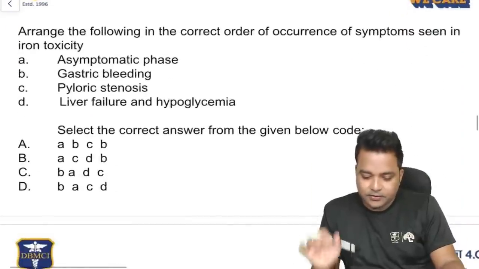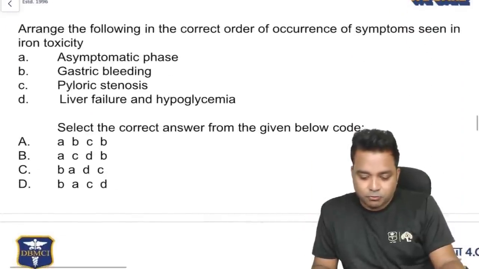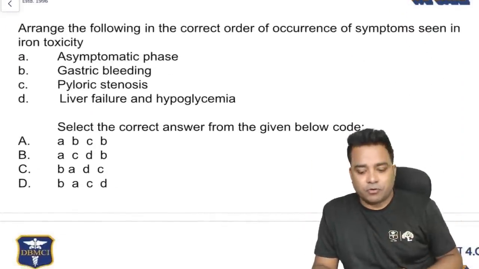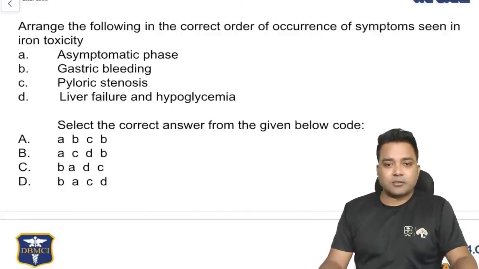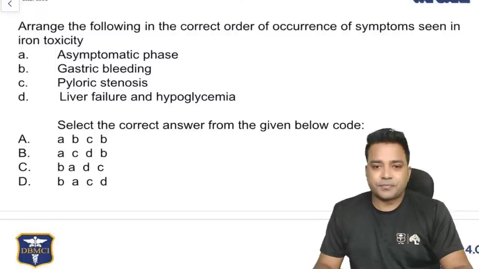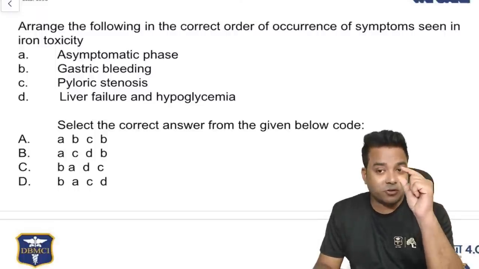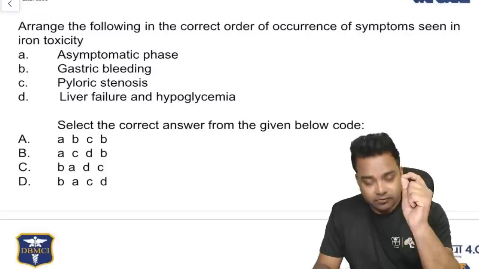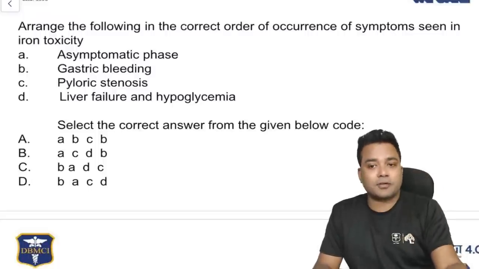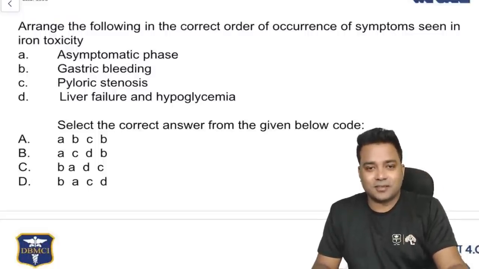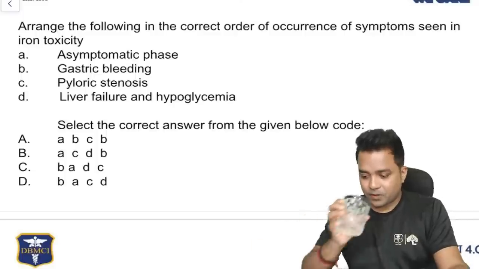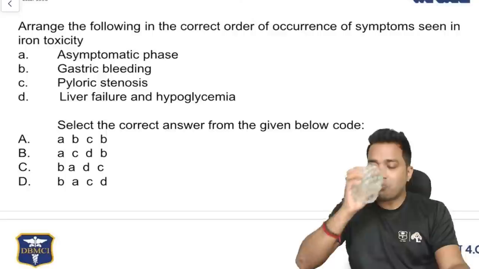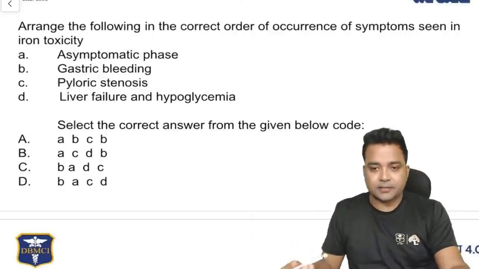Next one. This was a recent question asked from iron poisoning in your INICET exam. Answer the question. This is how you have to answer. First of all, you have to make out the correct sequence and then you have to mark it correctly to get your full marks.